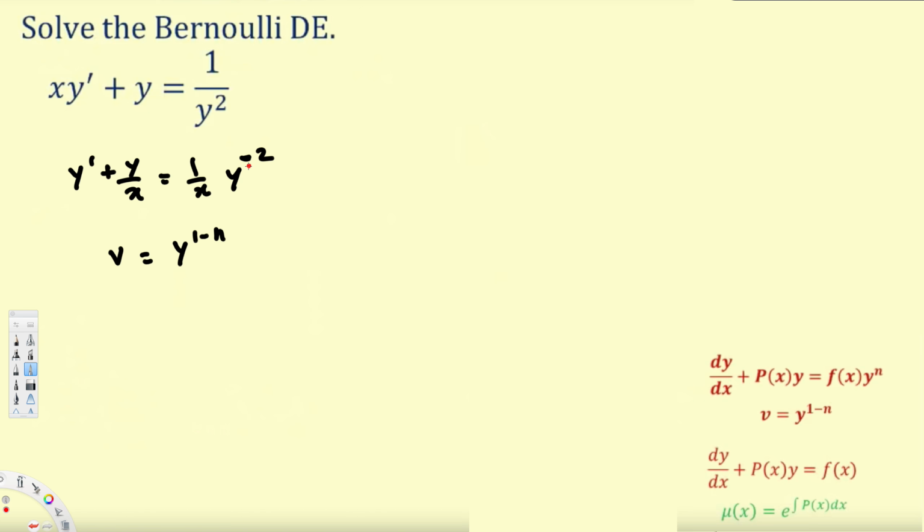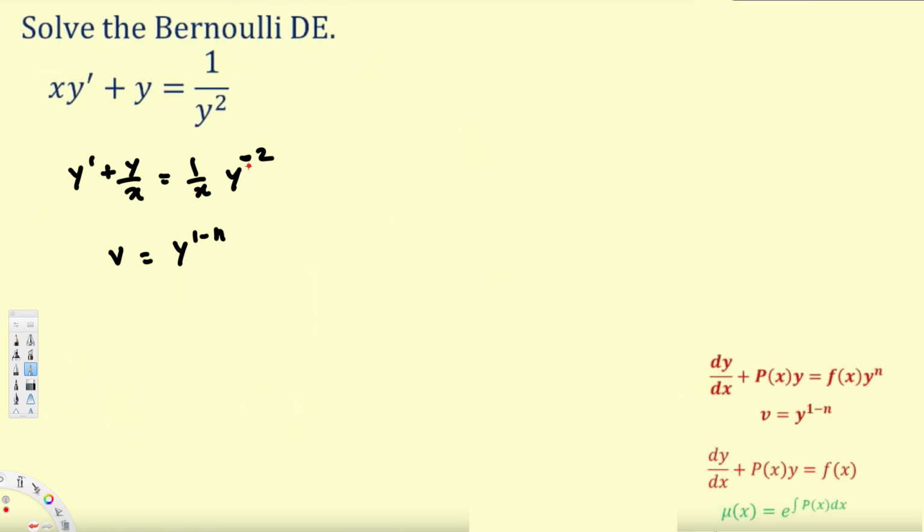Guys, let's try this problem right here. Here we have a Bernoulli differential equation and we are going to solve it. The first step in this one is going to be we have to check whether this is in standard form. And standard form of the Bernoulli differential equation should look like this: dy over dx plus p of x y is equal to f of x y to the power n.